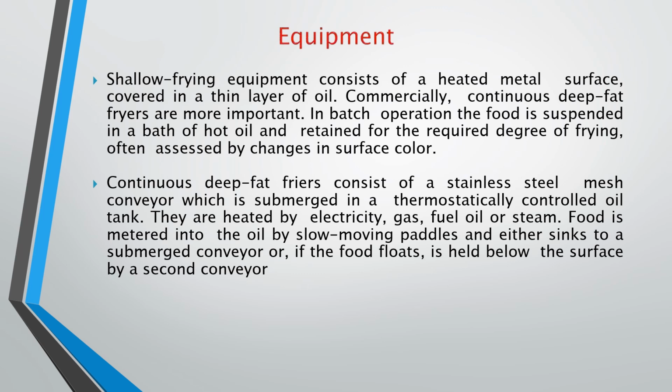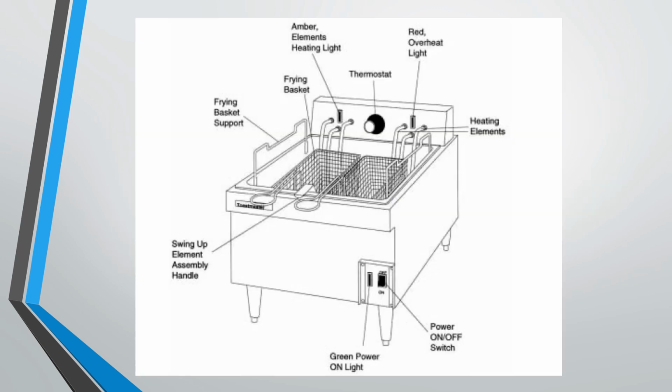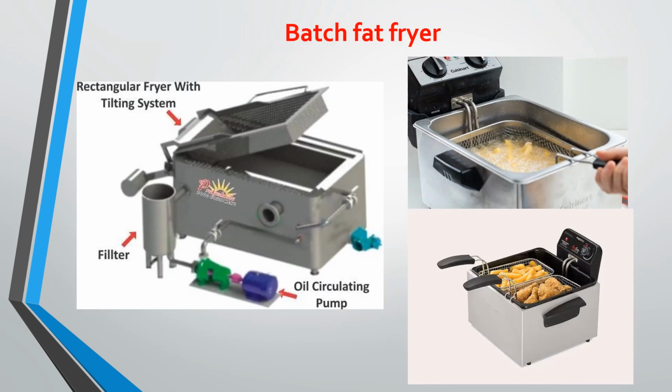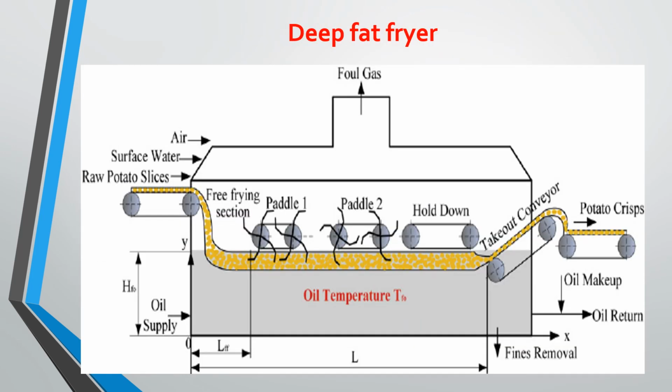Food is metered into the oil by slow moving paddles and either sinks into a submerged conveyor, or if the food floats, is held below the surface by a second conveyor. This shows the deep fat frying of batch type, and these are the commercially available batch type fat fryers. And this is the deep fat frying of a continuous type, where the food samples will be moved over the conveyor belt, and it enters the oil tank, and it gets fried, and it will be taken out on the conveyor, and the oil will be drained, and this oil will be used again for another batch.